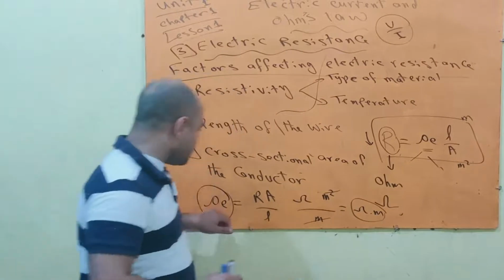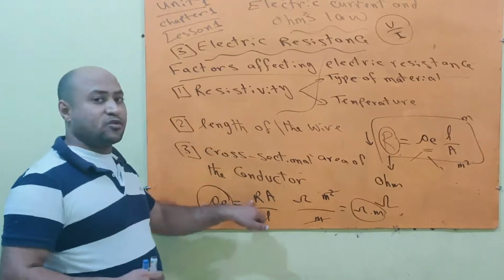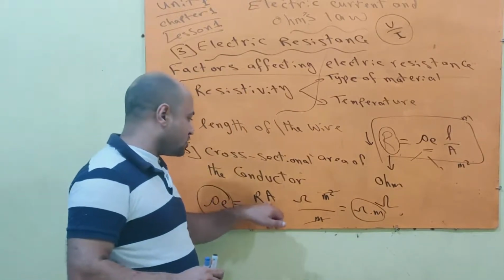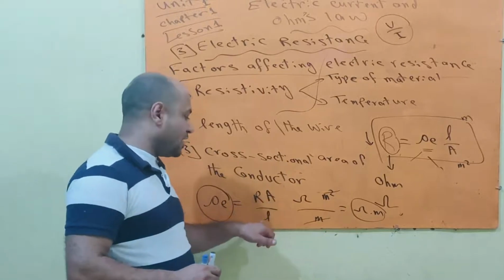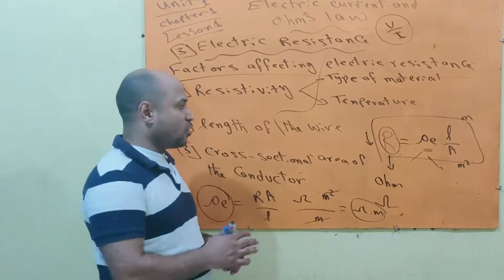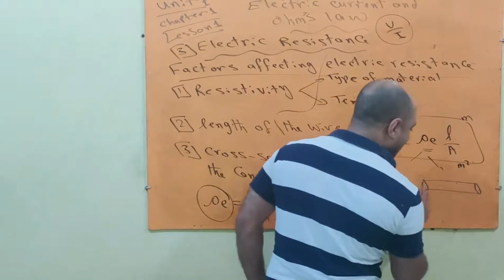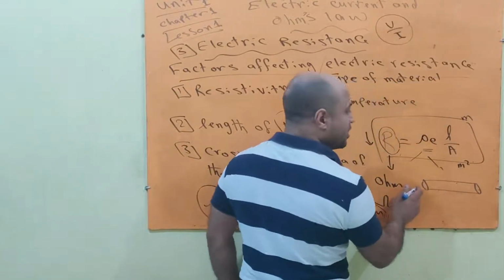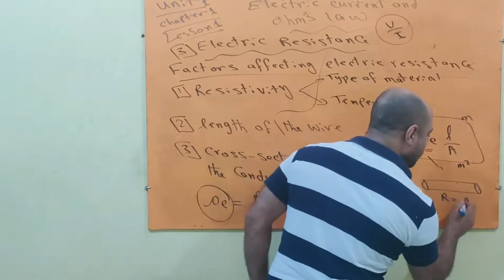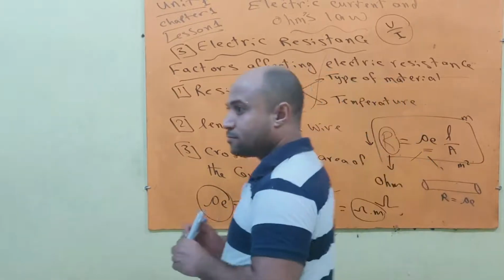Okay? What is meant by resistivity? It is the resistance of a conductor of cross-section area 1 square meter and length 1 meter. So if you have a wire whose length is 1 meter and cross-section area is 1 square meter, the resistance in this case is the resistivity. Okay?